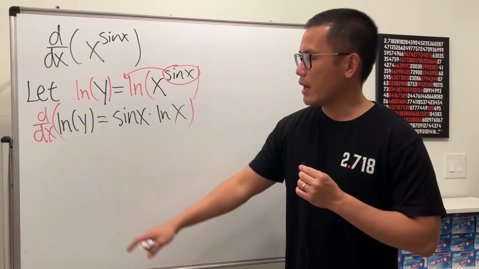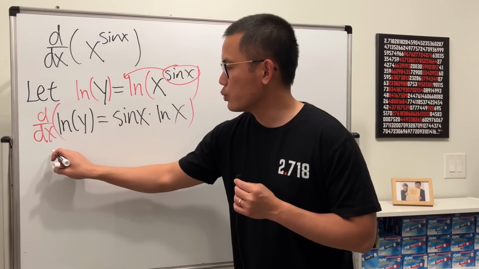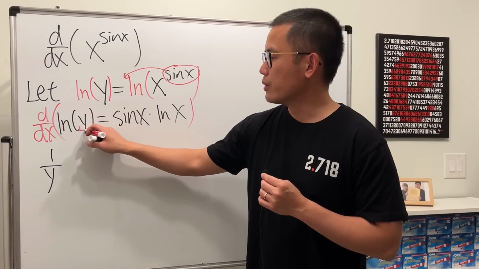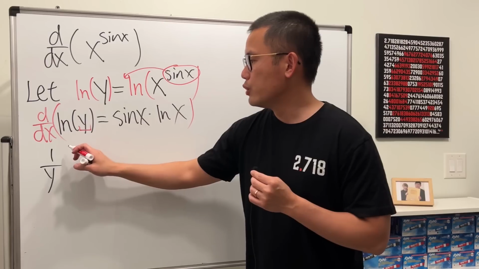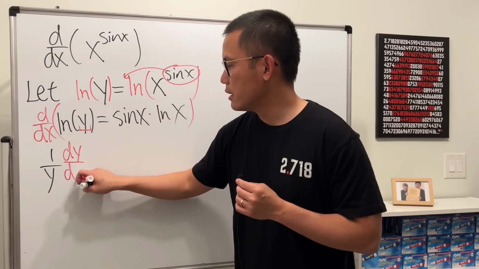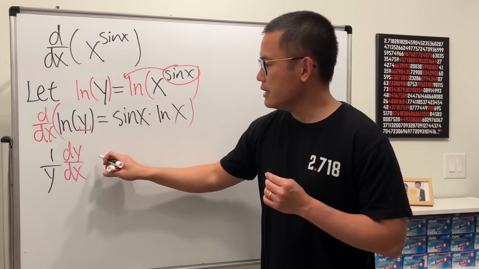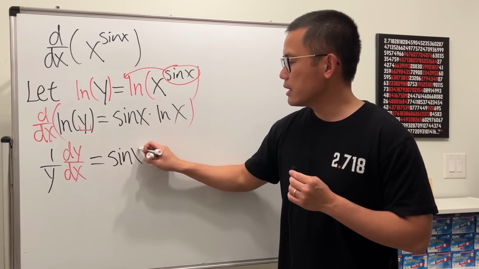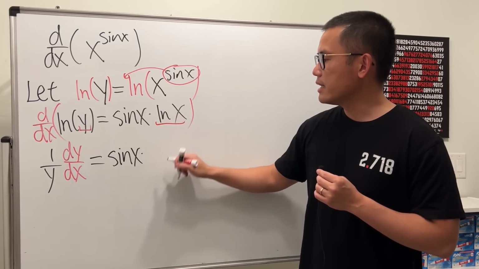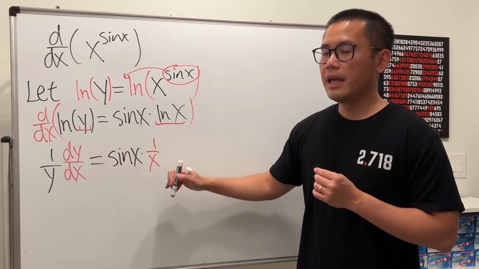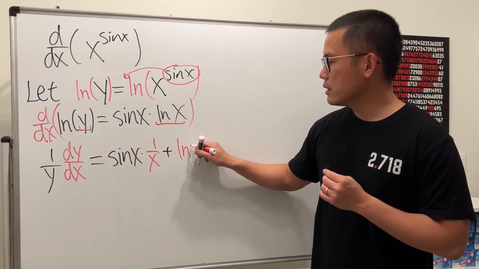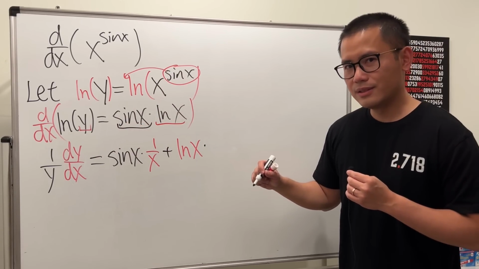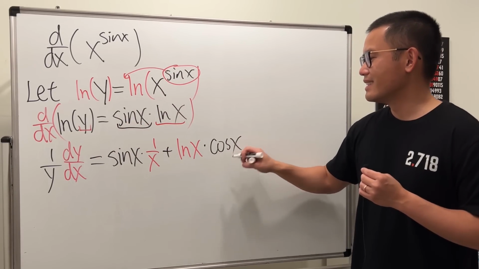Now, the derivative of ln y is just 1 over whatever the inside is, which is the y. And then remember to do the chain rule. Multiply by the derivative of y, which in this case is just dy dx. And then on the right hand side, it's a product rule. So I will keep the first function, which is sin x, and then we multiply by the derivative of the second, which is 1 over x. And then we add the second function times the derivative of the first. The derivative of sin x is cosine x, and that's what you will have to remember.